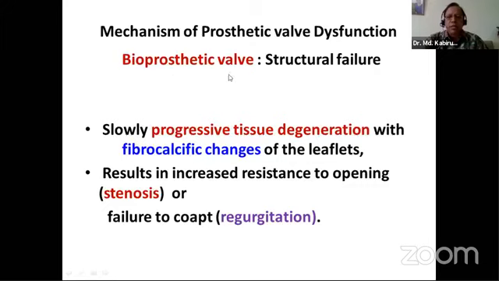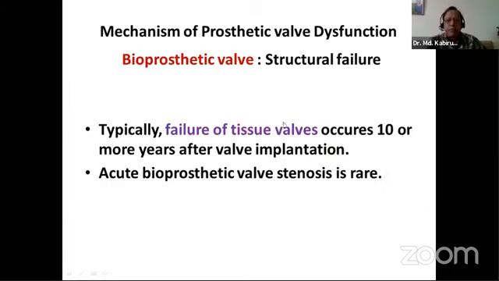And what are the mechanisms for the structural failure of the bioprosthetic valve? They face slowly progressive tissue degeneration with fibrocalcific changes of the leaflets. This results in increased resistance to opening that leads to stenosis, or failure to coapt, and that leads to regurgitation. So in bioprosthetic valves, the typical failure of tissue valves occurs 10 or more years after valve implantation, and acute bioprosthetic valve stenosis is rare.